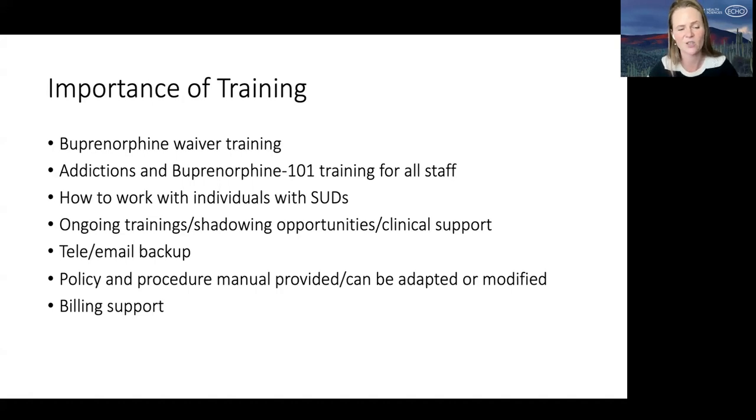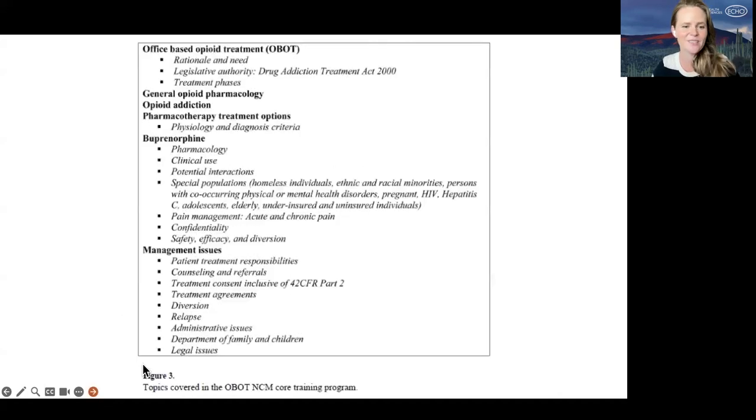Another piece of this is making sure that we use a sort of open access model with policy and procedure manuals. We don't want clinics to have to spend time developing that when it's already been developed. It can be adapted or modified to different clinics. That's important. But we want to make sure that that infrastructure, including support on billing, is already in place so that staff is not expending any kind of resources on reinventing the wheel.